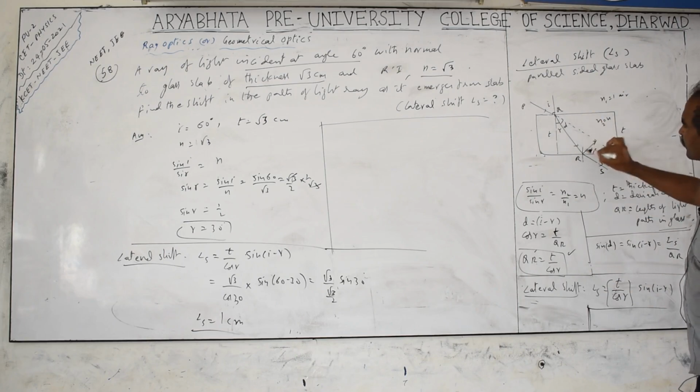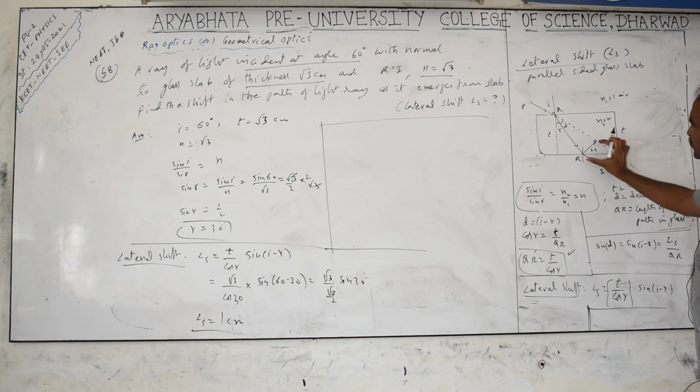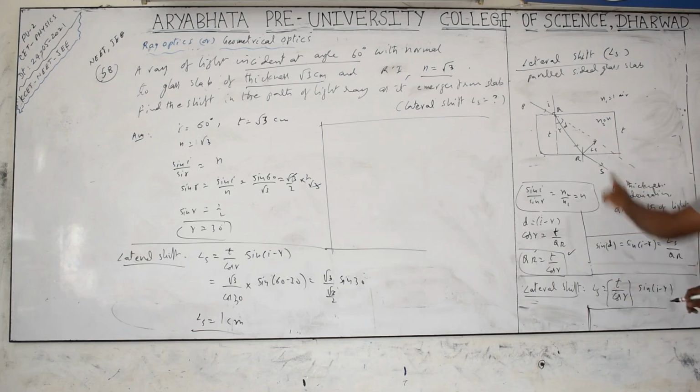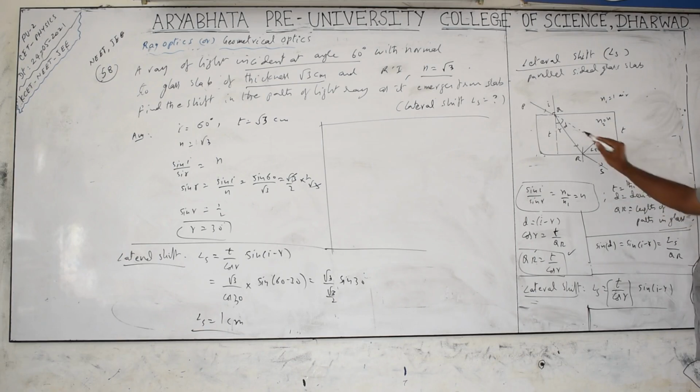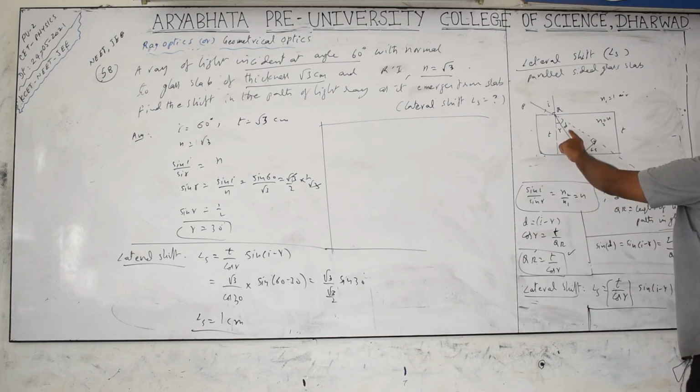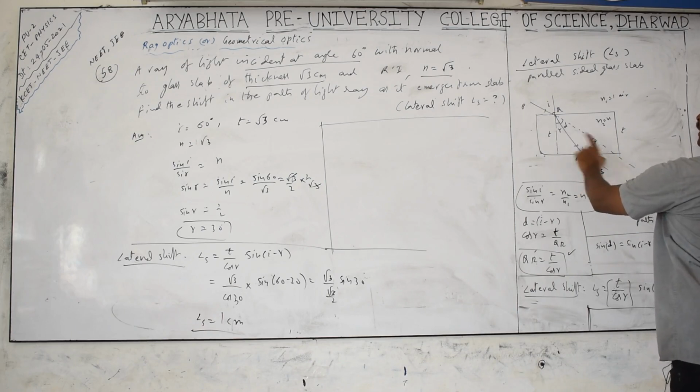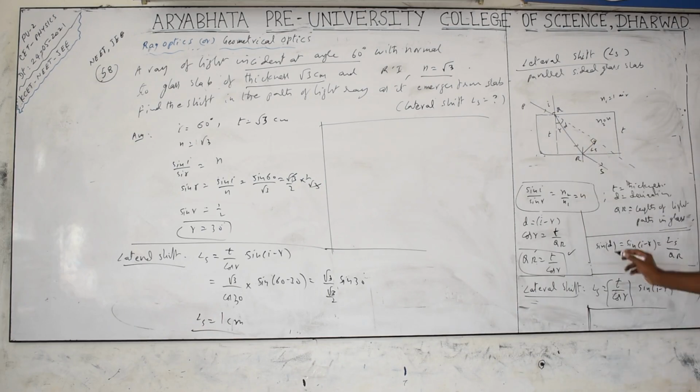Next, if you take this right angle triangle, the lateral shift is the perpendicular between the incident light ray and the final emergent light ray. This is the lateral shift, LS. And in this right angle triangle, this is the hypotenuse, and this is 90 degrees here. We can take sin D. Sin D is nothing but opposite side by hypotenuse, LS by QR. D is nothing but I minus R, so sin of I minus R equals lateral shift by QR, the length of the path. By substituting this you will get the expression for lateral shift as LS equals T by cos R into sin of I minus R.